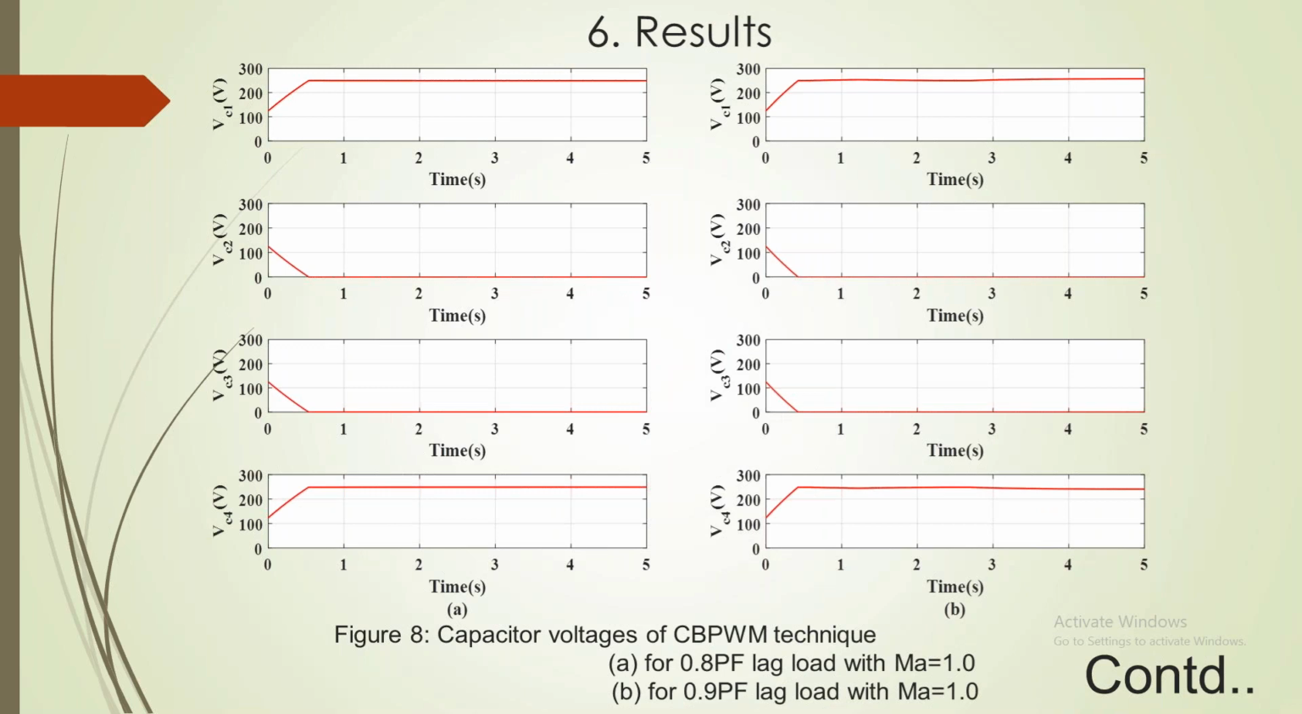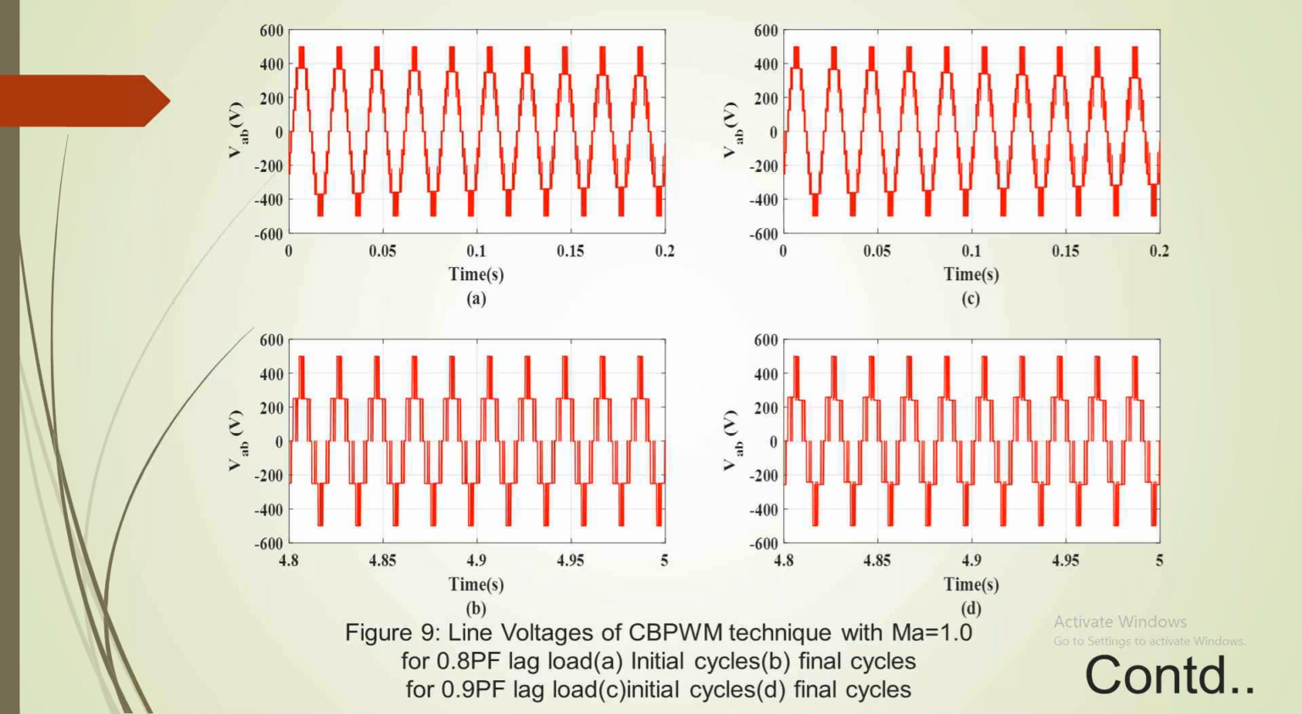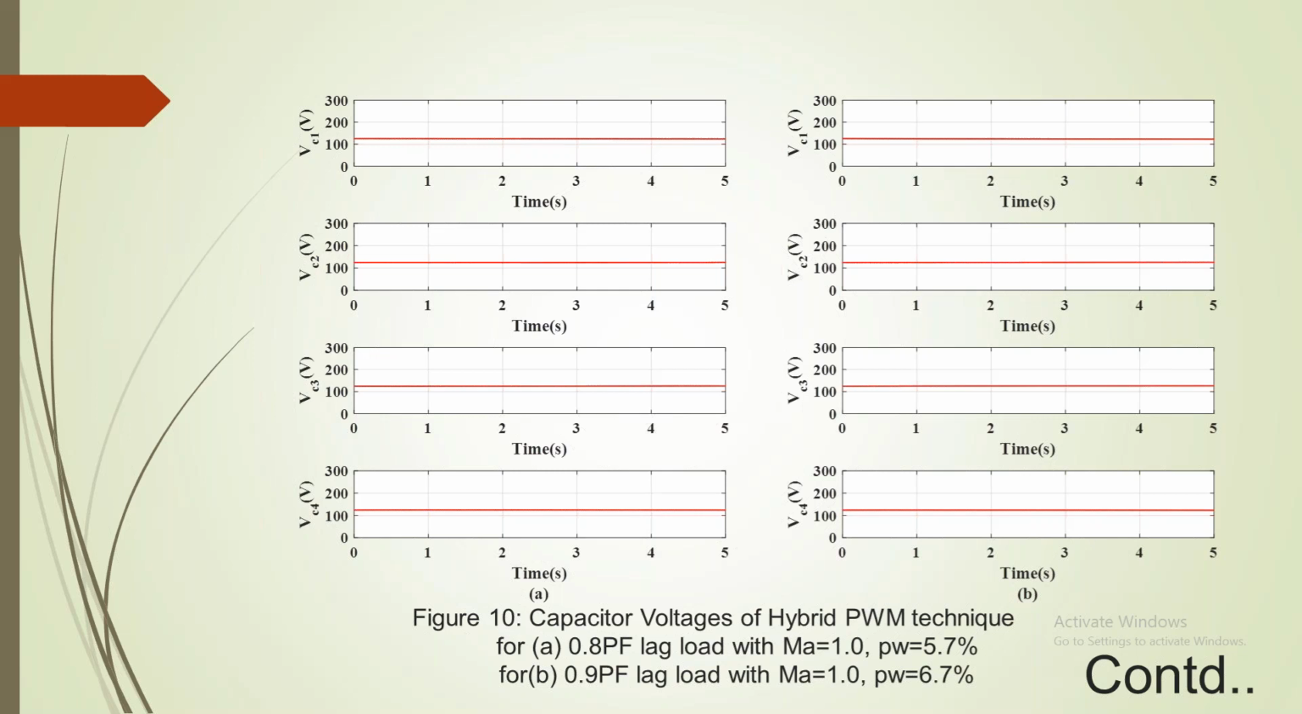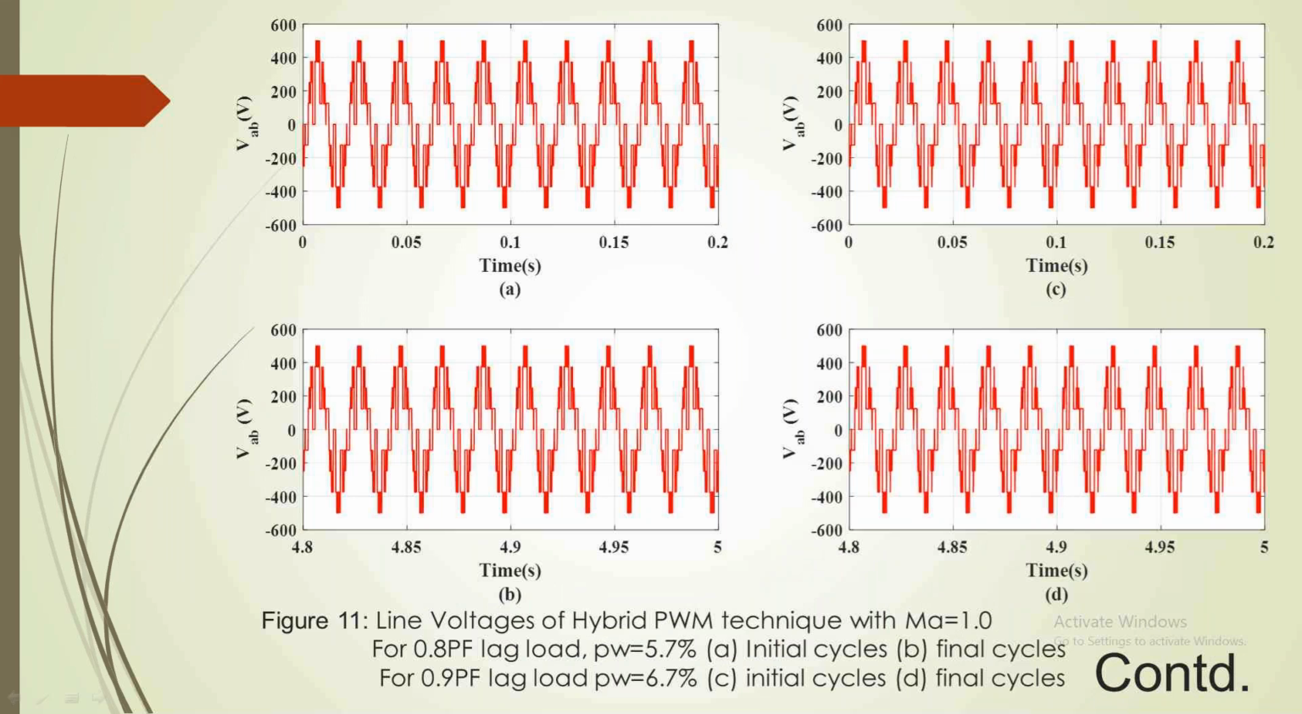So this is for 0.8 power factor lagging, modulation index 1. These are the waveforms which we have got, and this is how the levels are intact, even if we operate for a longer duration of time. The capacitor voltage is balanced. Here, the duration for which we have applied this space vector was 5.7% of the fundamental cycle.